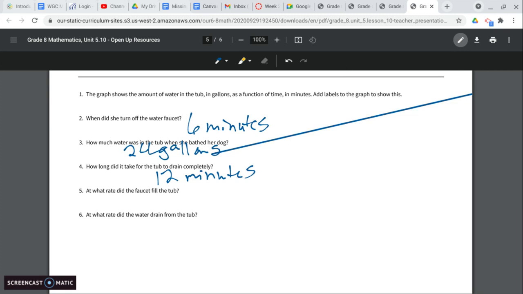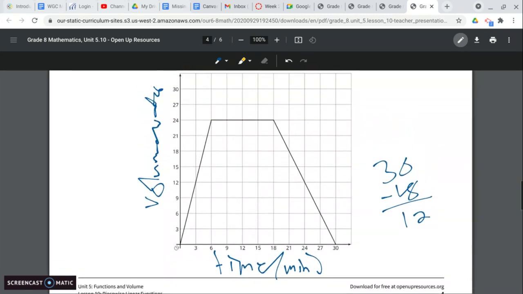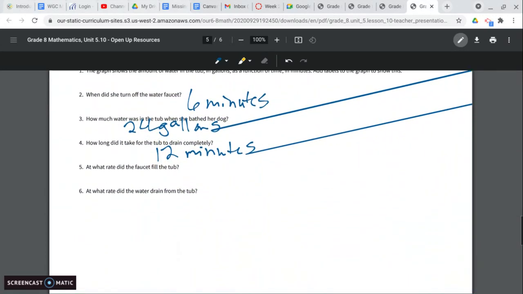At what rate did the faucet fill the tub? So looking back here, we know it went from 0 to 24 in 6 minutes. So 24 divided by 6 is going to give us 4. So it filled at 4 gallons per minute.